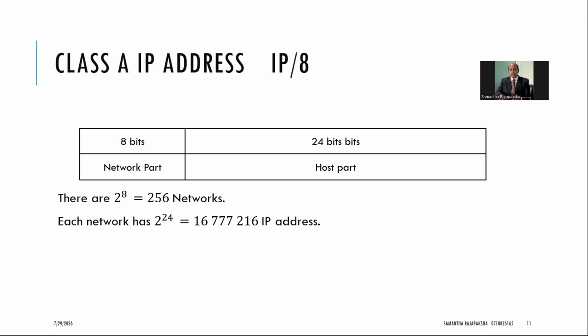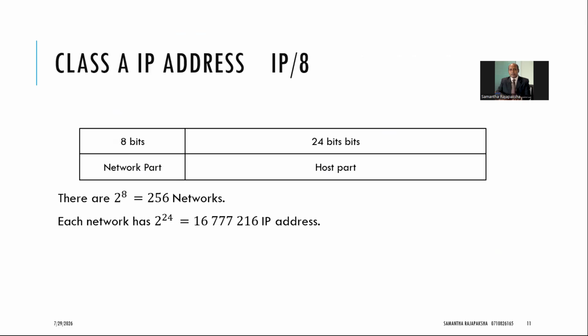Now remember, for each class, the separation of the network part and the host part is different. So you need to remember: for class A, the network part is assigned 8 bits, and the host part is assigned 24 bits.